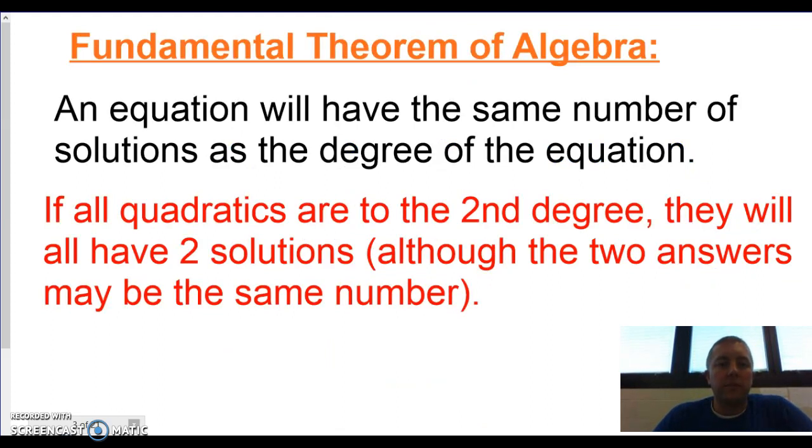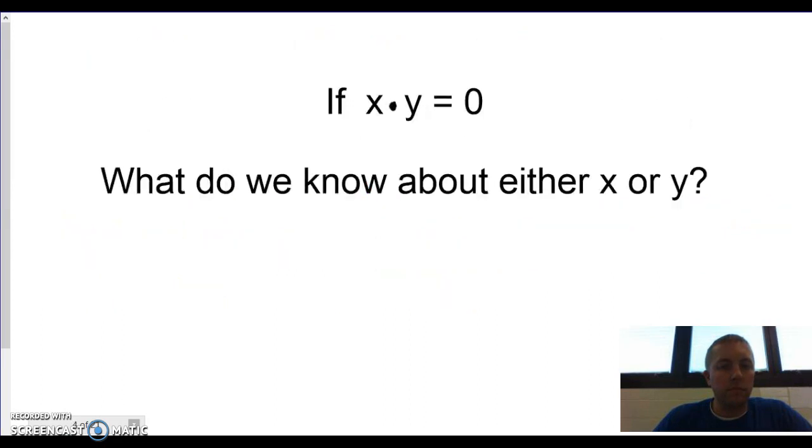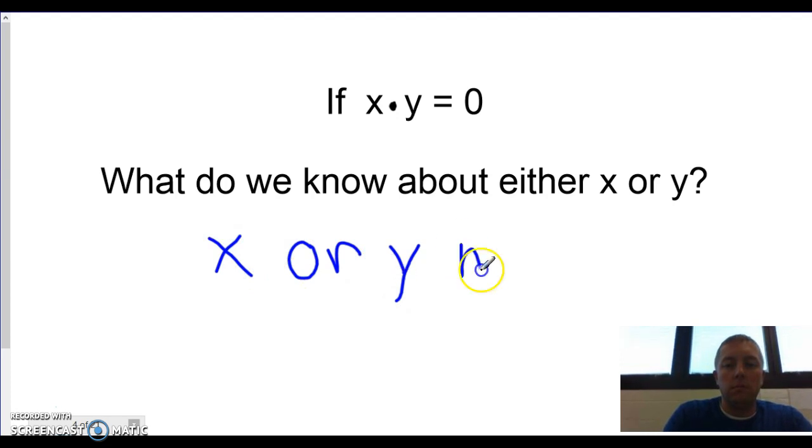Okay, the next slide here just reads the fundamental theorem of algebra. It states that any equation will have the same number of solutions as the degree of that equation. Since all quadratics are to the second degree, they will all have 2 solutions, although those 2 answers may be the same number. Okay, so if we look at any 2 things in general, say x and y, if I'm multiplying x times y and the result equals 0, then what do we know about either x or y? Well, it means that either x or y must be 0.